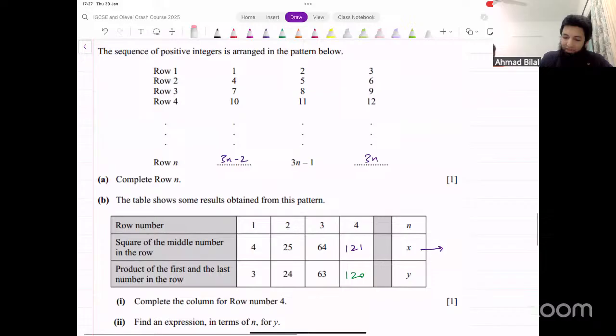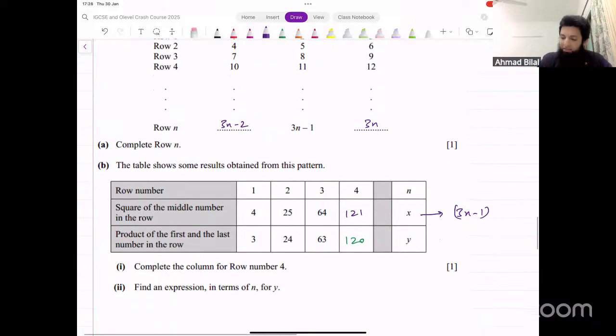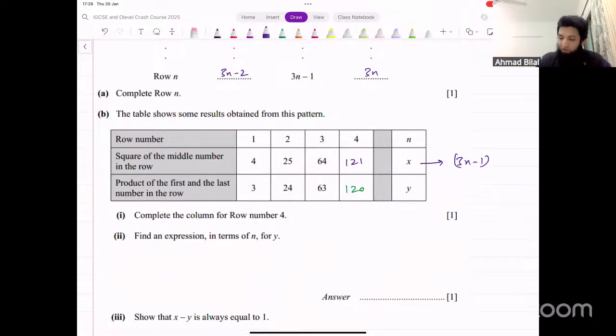The middle number is 3n minus 1, right? You have this here, 3n minus 1. So this should be 3n minus 1. And then you could say this is just 3n minus 2, because it's 1 less than that. 3n minus 2. Okay.